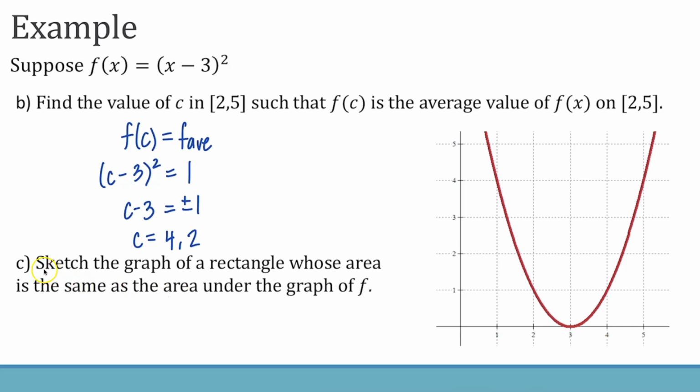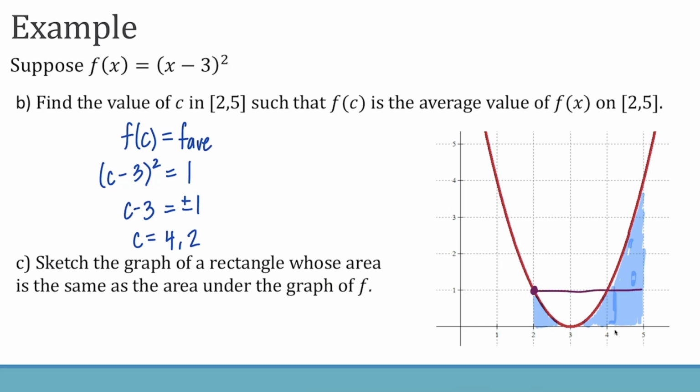Because in part C, we're going to sketch the graph of a rectangle whose area is the same as the area under the graph of f. So the area under the graph of f from 2 to 5, let's sketch that. We have the area under the graph from 2 to 5. It's going to be this area here. And then what the mean value theorem told us is that there's two values, 2 and 4. So 2 is right here.